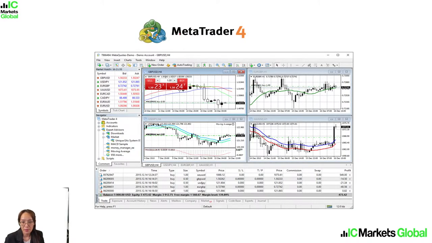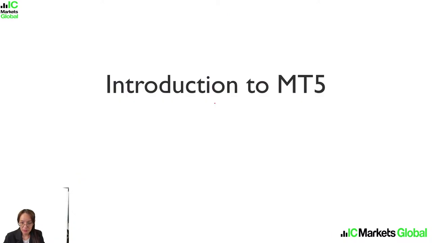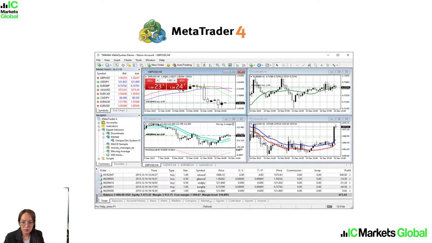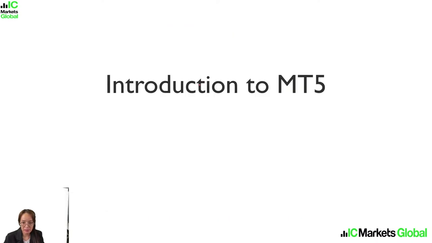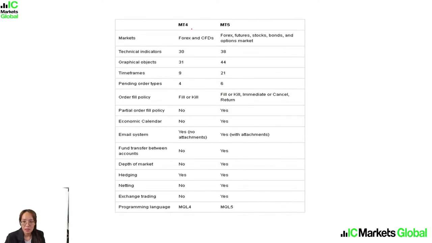Okay, now this is just a basic introduction to MT4, which is MetaTrader 4. It looks like this, and it looks really similar to MT5. The difference, if you notice, is this bar where you place the trade, like buy and sell. The color looks different between MT4 and MT5.